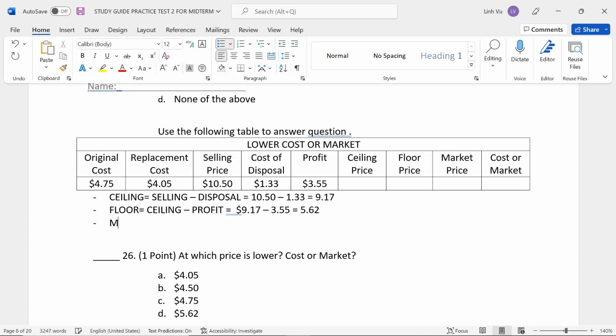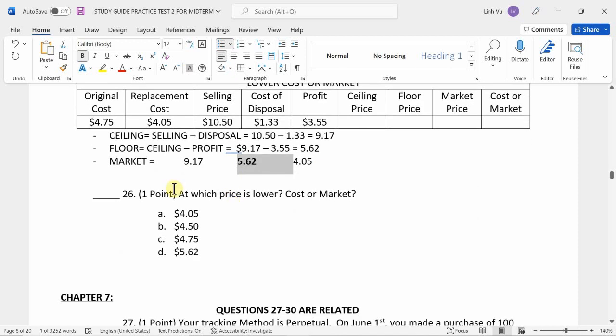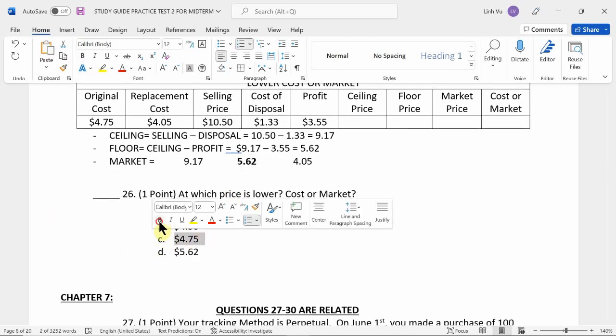So then how do I determine my market? I need to compare. What numbers am I comparing? The ceiling price, the floor price, and the replacement cost. Good. My replacement cost is $4.05. So which one's in the middle? $5.62. So in this case, last question is which one's lower? My market cost of $5.62 or my original cost of $4.75? Your original cost. Original cost of $4.75.